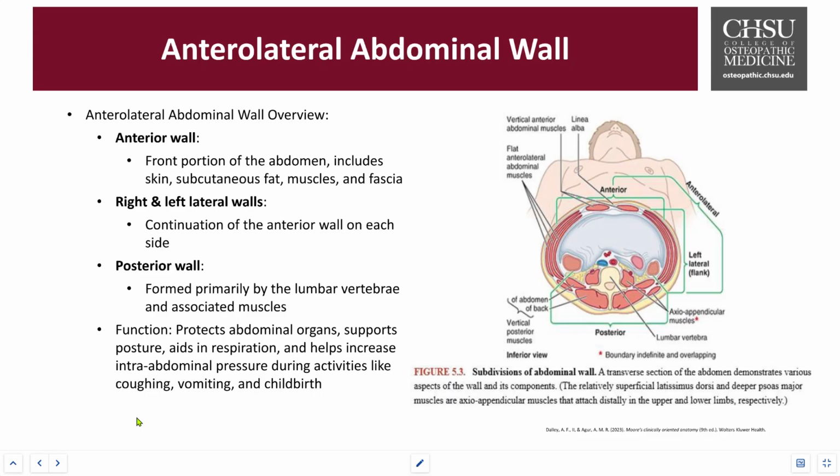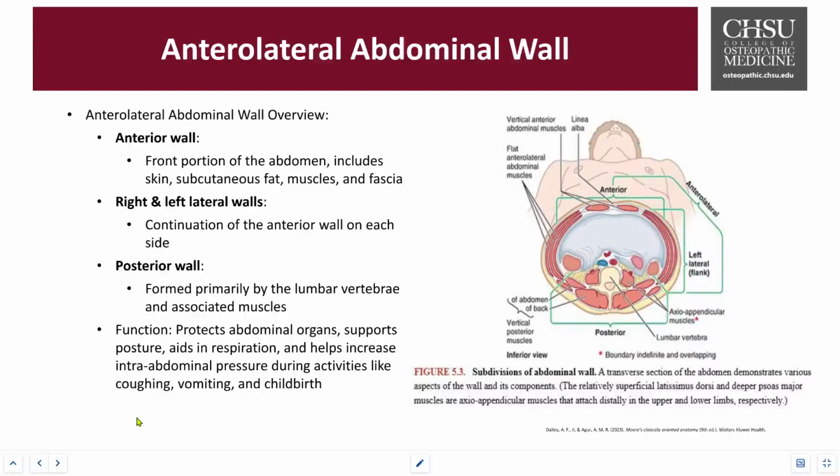Functionally speaking, the abdominal wall protects the internal organs, supports our posture, and helps with respiration. It also regulates the intra-abdominal pressure. Pressure controls vital activities such as coughing, sneezing, vomiting, urination, defecation, and of course childbirth.